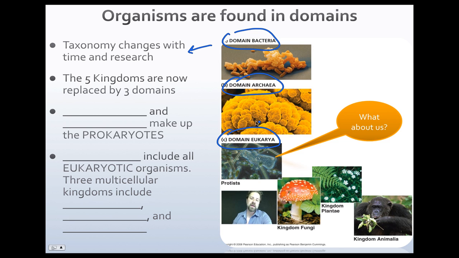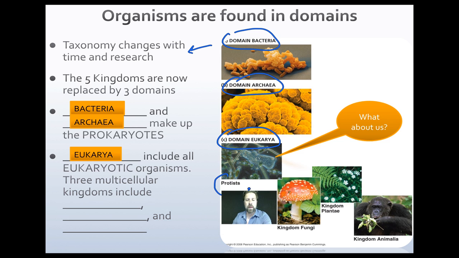So of the 2 things that make up the prokaryotes, we have bacteria and we have archaea. Very similar in structure and lifestyle, and we'll deal a lot more with those 2 particulars a little bit later in the semester. The eukarya include all eukaryotic organisms. And there's some key differences between eukaryotes and prokaryotes, again, which we'll talk about later. But this now has 3 kingdoms under its umbrella. It has fungi, it has plantae, and animalia.